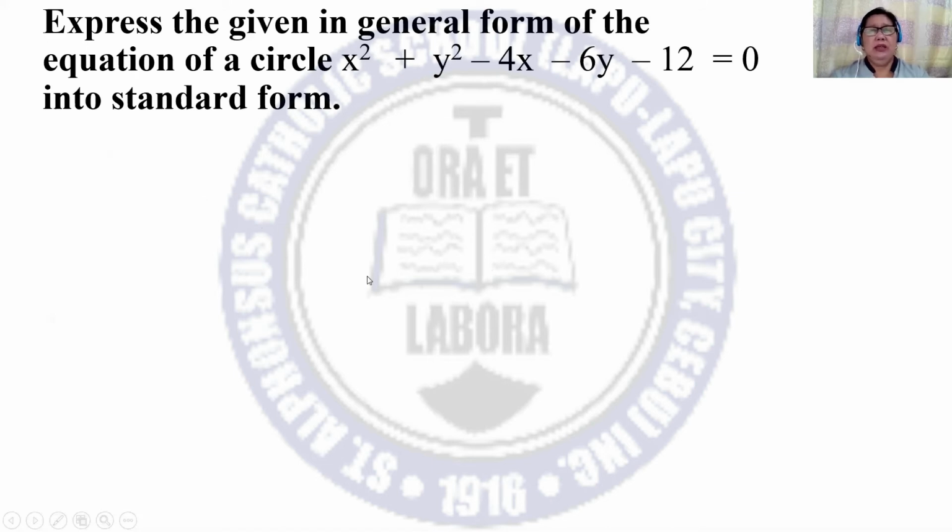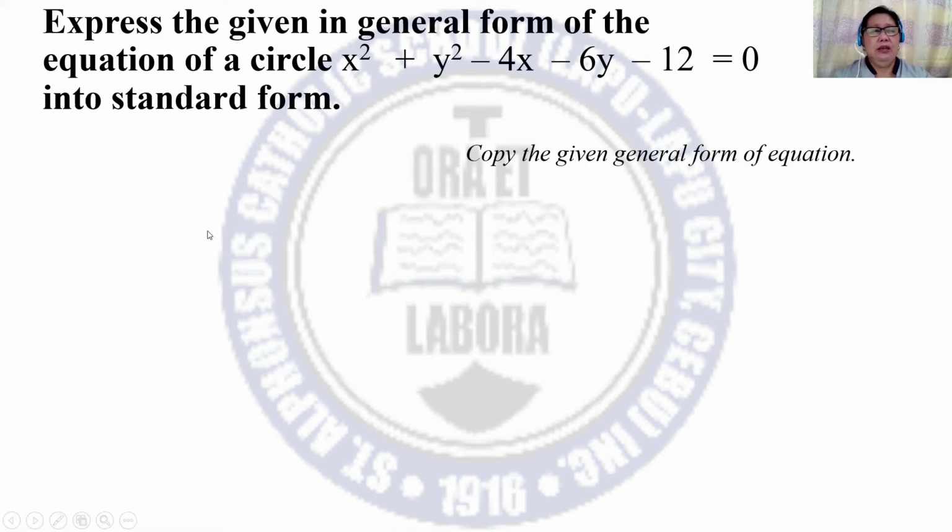Express the given general form of the equation of the circle x squared plus y squared minus 4x minus 6y minus 12 is equal to 0 into standard form. Meaning we have to change this general form into standard form. And this is the general form of the previous slide. So we have to go back to the original given standard form.